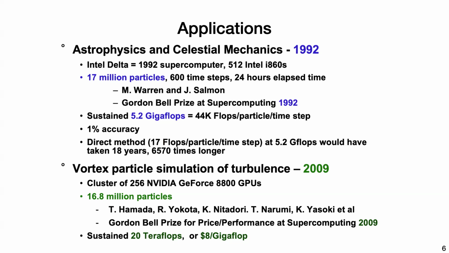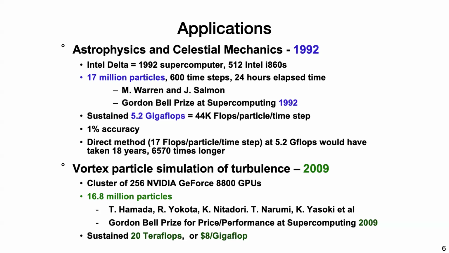And back then, they did it at 5.2 gigaflops, which today maybe doesn't feel like a lot, but back then, because they didn't have such high clock speeds, it was actually a lot. And they could do 44K flops per particle per time step. And they had 1% accuracy. Just as a back of the envelope calculation, if they did the direct method, which again is this n squared computation, at this same gigaflops, it would take them 18 years. So they did it in 1 day, but without approximation, it would have taken much longer. So that's one example of why it's good to do this sort of approximation. And they did it with pretty good accuracy, like 1% is not a huge loss.